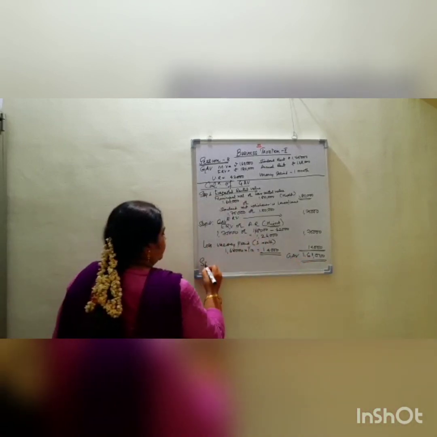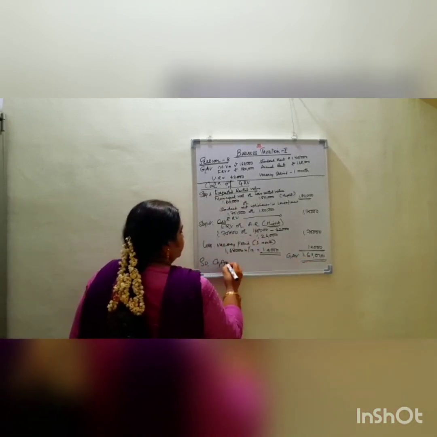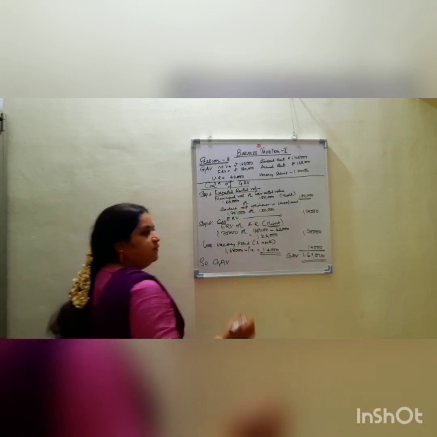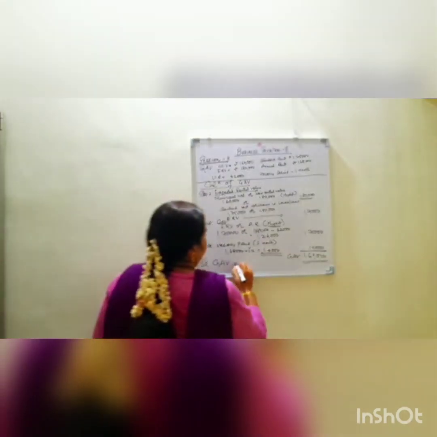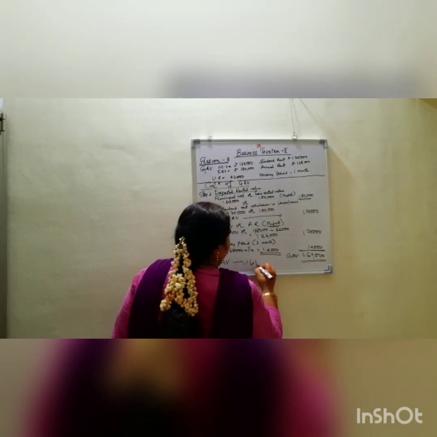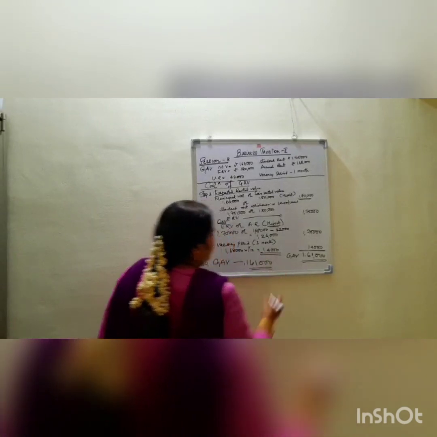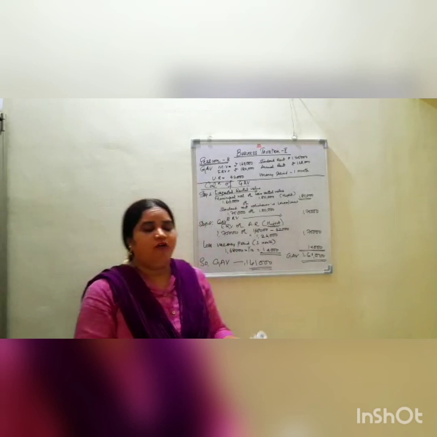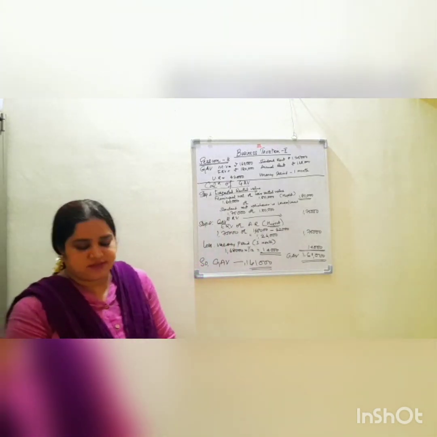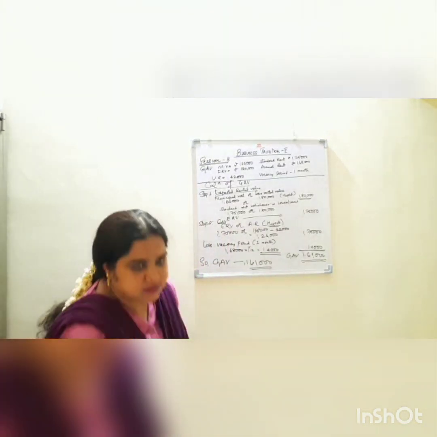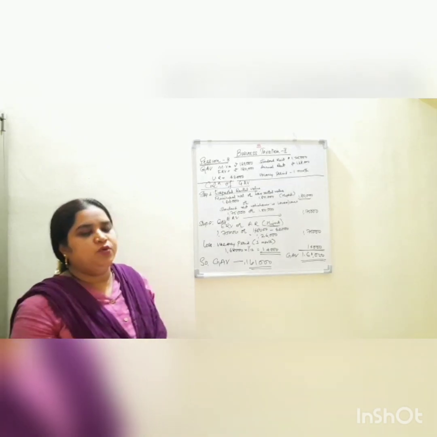So the GAV, that is the gross annual value of Mr. J, is 1,61,000. So GAV of Mr. J is 1,61,000. Let me just give you a quick glance at what I have done in this particular problem.